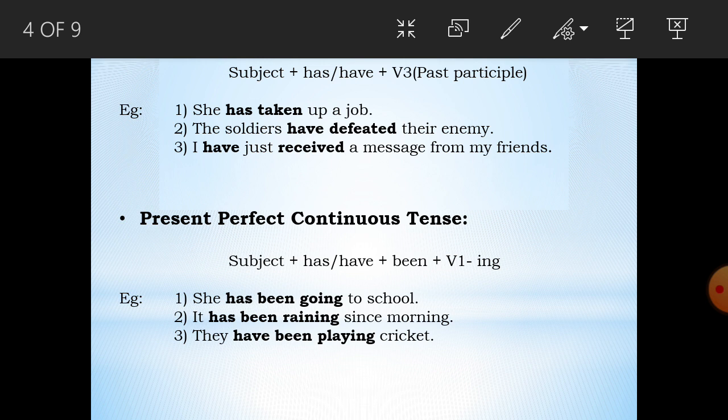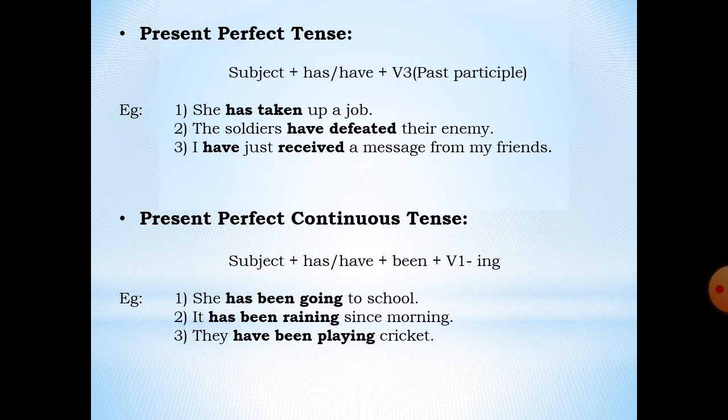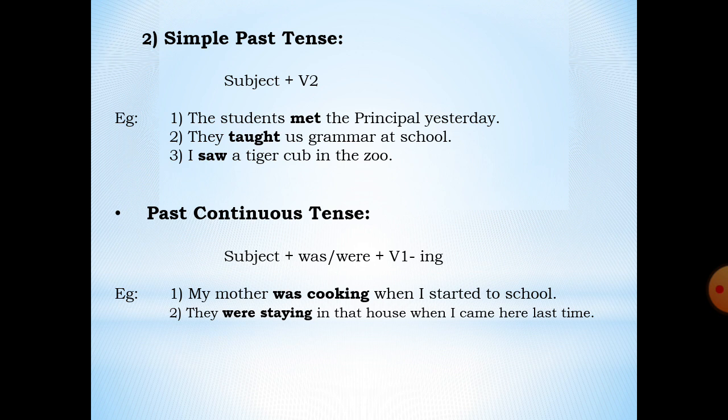Okay. Now we have finished with present tense. All four forms we have finished. Now we have to move ahead with past tense. Now in past tense, the first is simple past tense. So the formula for simple past tense is subject plus V2. Subject means noun or pronoun, plus V2 means verb second form.